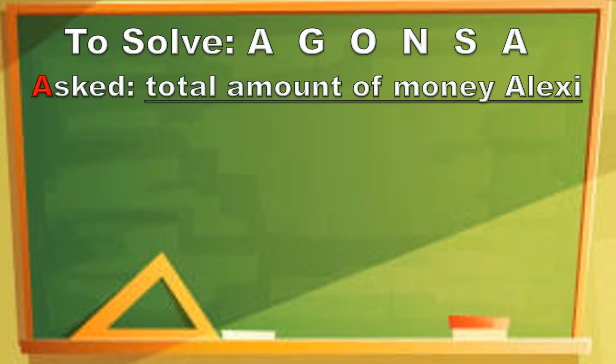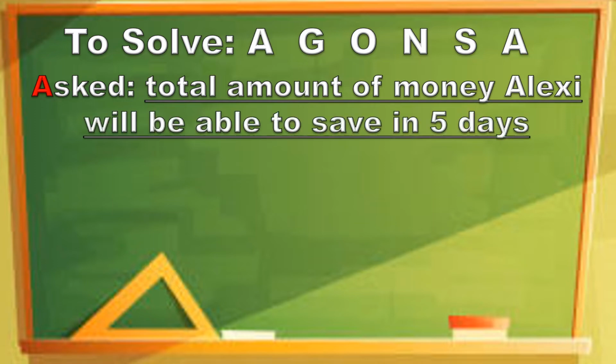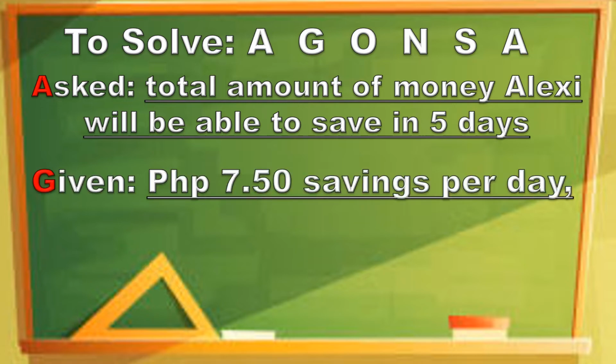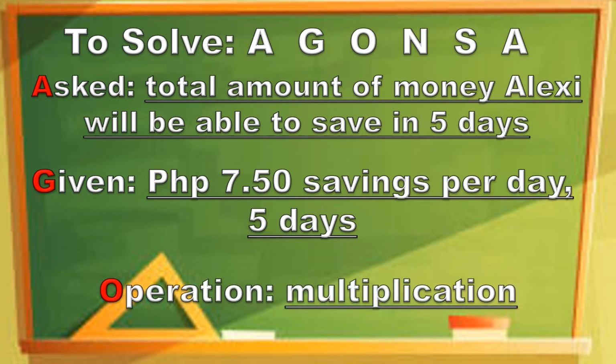Okay, to solve, let's use AGONSA. A for asked. We are asked the total amount of money Alexi will be able to save in 5 days. For given, we have 7 pesos and 50 centavos savings per day and 5 days. For O, our operation to be used, it will be multiplication. To get the number sentence, you have to look at the given and your operation to be used. Did you get that?